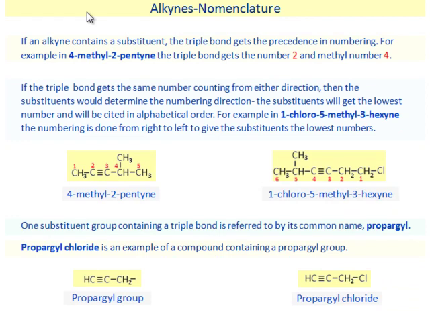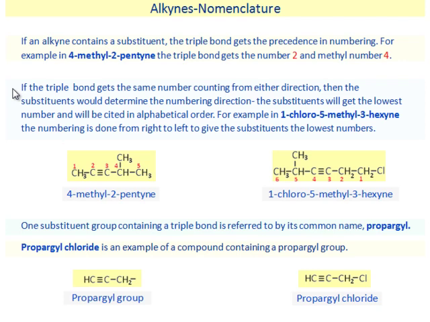Alkynes nomenclature. If an alkyne contains a substituent, the triple bond gets the precedence in numbering. For example, in 4-methyl-2-pentyne, the triple bond gets the number 2 and the methyl number 4.